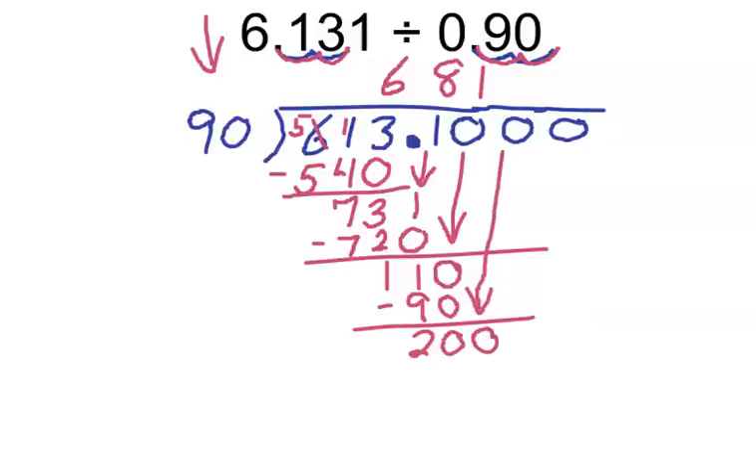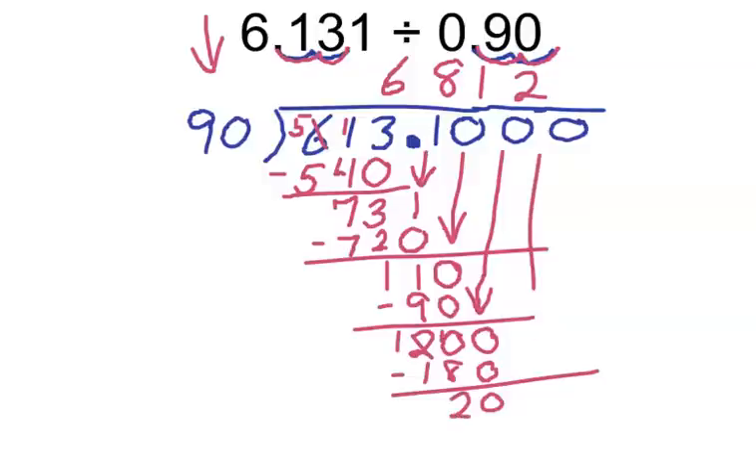How many times will 90 go into 200? Well, that would go into it twice. Okay, 2 times 0 is 0. 9 times 2 is 18. Subtract that. 0 and 0. We have to borrow here. This will become 10. 10 minus 8 is 2. All right, and then bring down another 0.